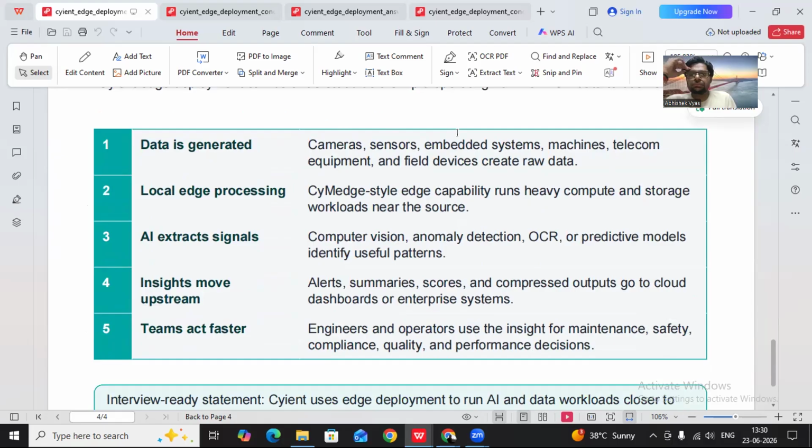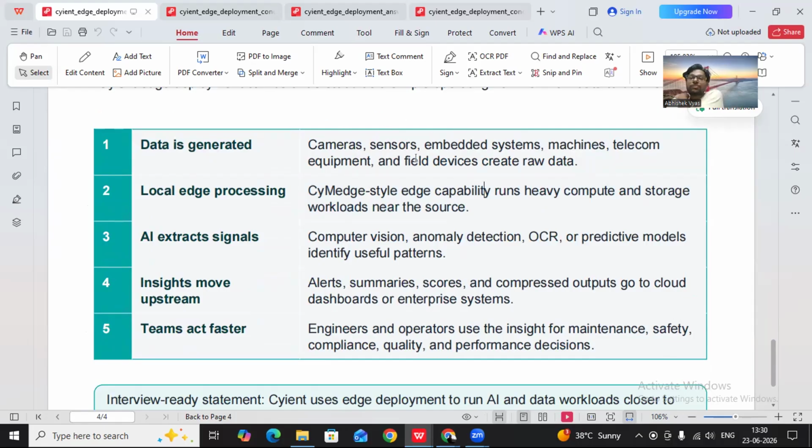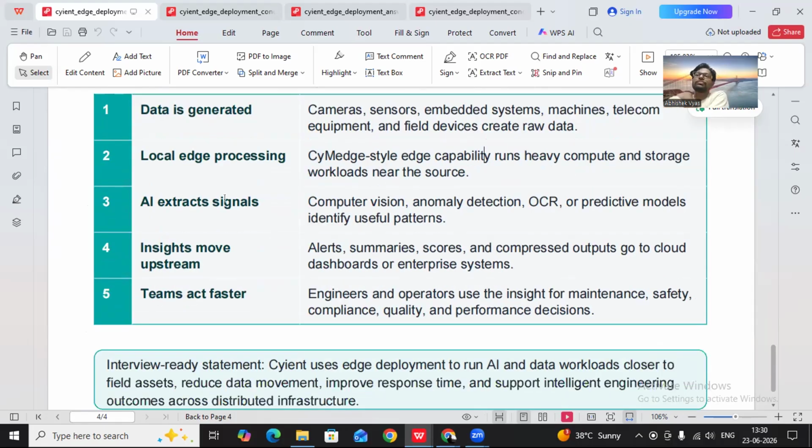Data is generated through cameras, sensors, embedded systems, machines, telecom equipment, and field devices, which creates raw data. Then there is local edge processing. So what Cyient does with this edge capability is run their heavy compute and storage workloads near the source itself, near the cameras, near the sensors. Okay. Then AI extracts those signals: computer vision, anomaly detection, OCR, predictive modeling. All these patterns are identified.